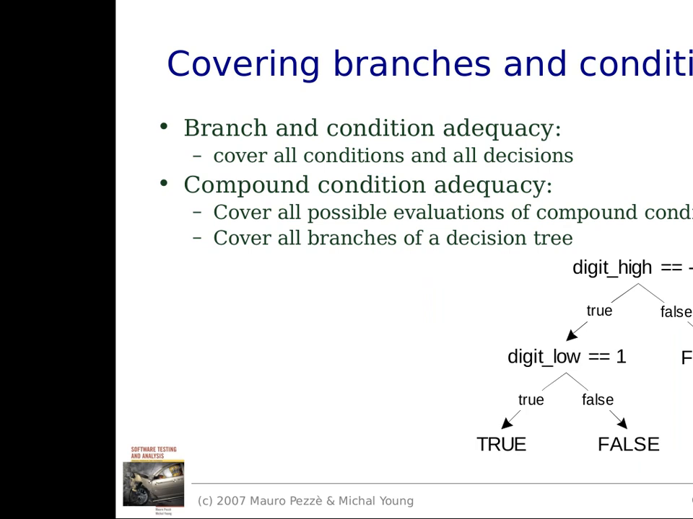Okay, so how do we test this? You want to first make sure you cover all conditions and all decisions. For example, if digit high equals -1 is false, then you're always going to get false. But if it's true, then digit low being 1 would still make the statement true, otherwise it was false. You'd jump back to false here? Oh, this picture is backwards.